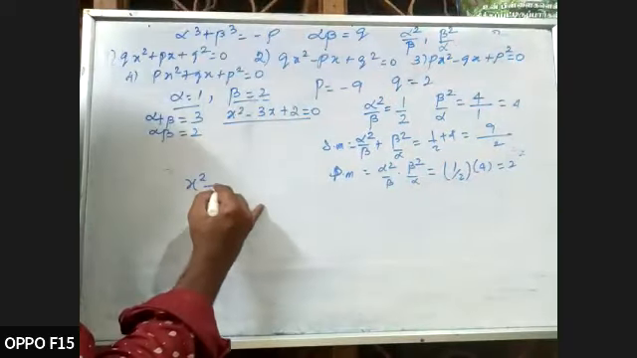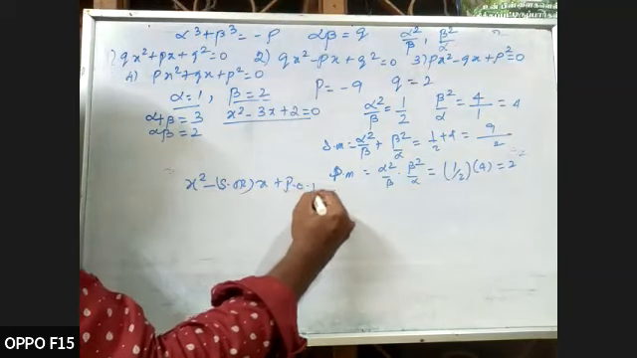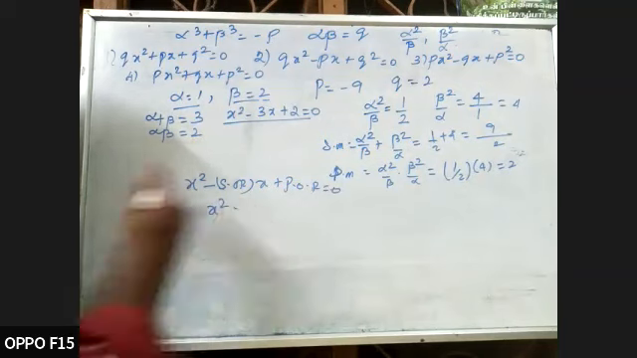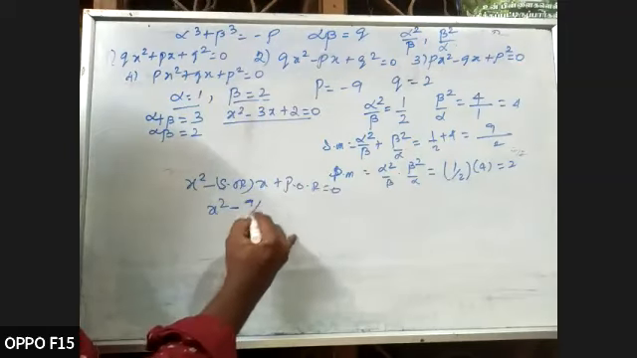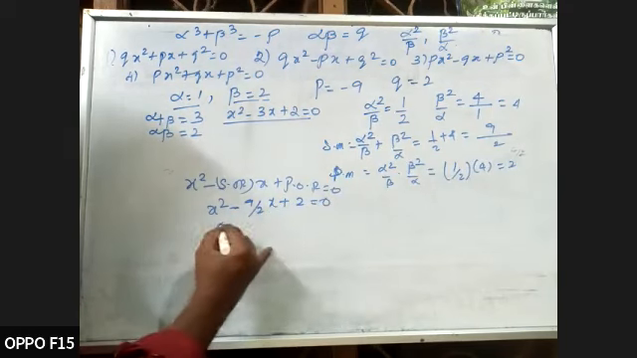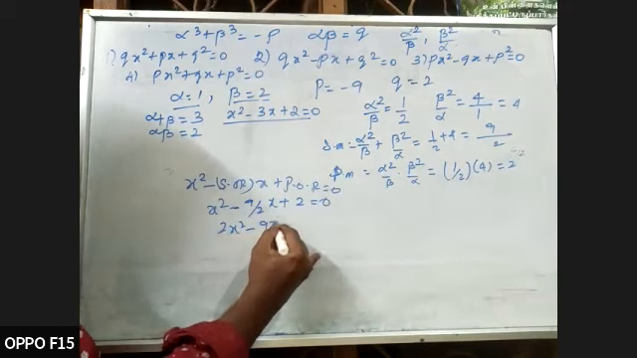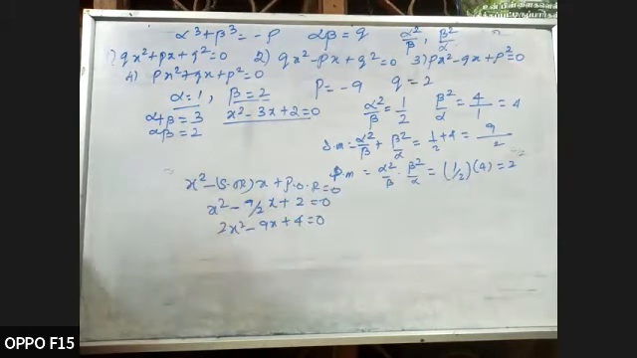Now the equation becomes x square minus sum of the roots into x plus product of the roots equal to 0. The sum of the roots is 9 by 2 and the product of the roots is 2. So we get x square minus 9 by 2 x plus 2 equal to 0, which is 2x square minus 9x plus 4 equal to 0. Correct? So we get the equation 2x square minus 9x plus 4.